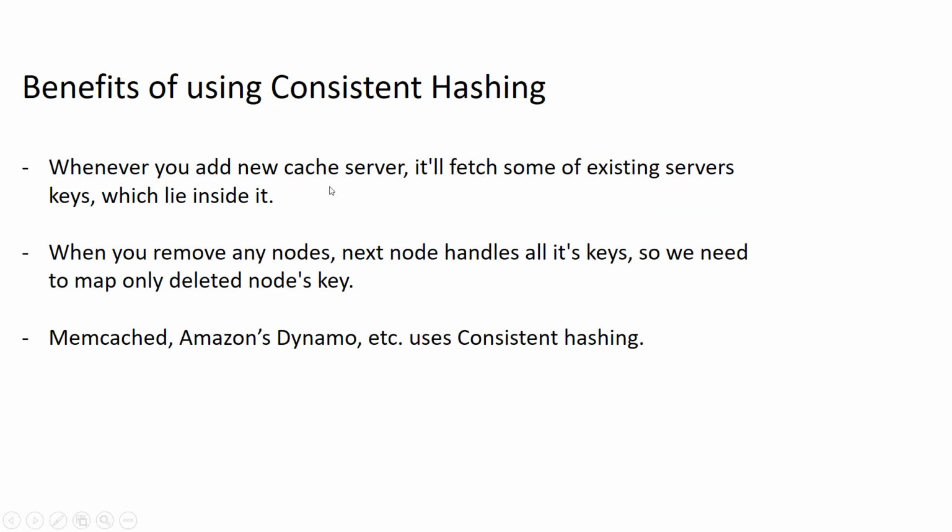Now, what are the benefits of using consistent hashing? Whenever you add new cache servers, it will fetch some of the existing servers' keys which lie inside its range, right? Whenever you remove any node, the next node handles all its keys, so we need to map only the deleted node's keys, like I already explained. So Memcached, Amazon Dynamo, and many other applications use consistent hashing, and it is very good hashing nowadays, because we have distributed systems, and in distributed systems this is a requirement, right?